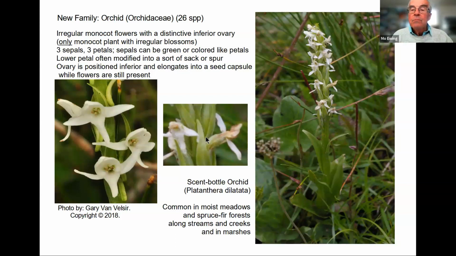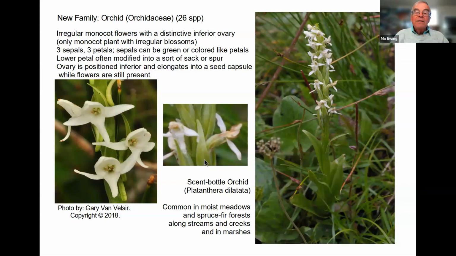It has 3 sepals, 3 petals, and the sepals can be green or colored like the petals. And the lower petal, which is this guy down here, is often modified into a sort of sac. I don't know if you've ever seen a lady slipper, but that lady slipper has that sac at the bottom, pink lady slipper. And the ovary is inferior and elongates into a seed capsule while the flowers are still present. So see, this is a seed capsule with the flowers still present.